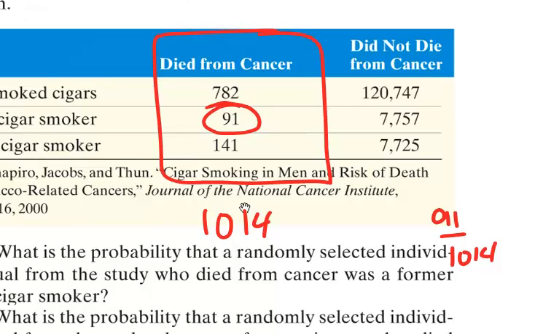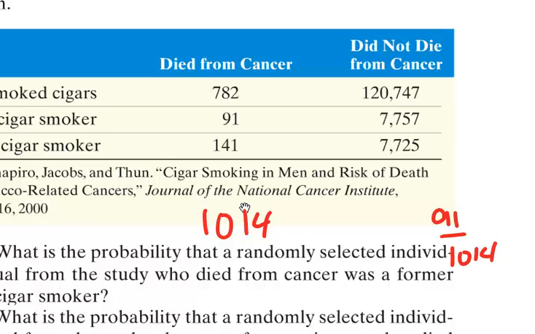Okay, how about part B? What is the probability that a randomly selected individual from the study who was a former cigar smoker died from lung cancer? Okay, let's erase what we've done. See if you can do this one. Pause it, see if you can think through it. Once you do a couple of these, they're not that bad. All right, welcome back. These are actually very hard if they're not in a table. So make sure you can do these given from a table.